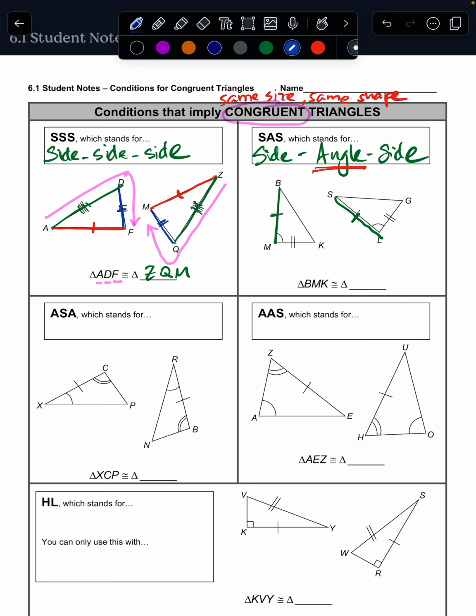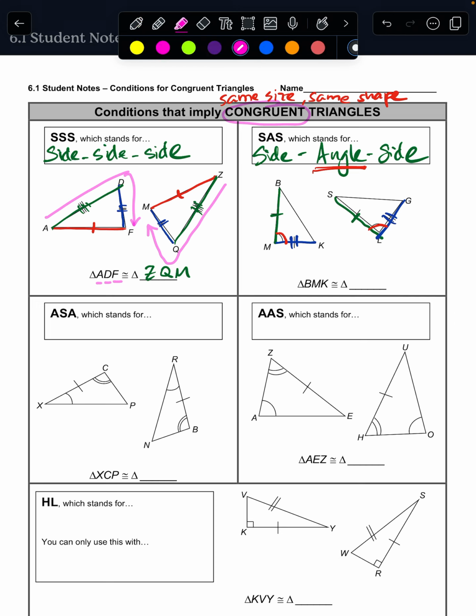And I'm going to go to the other side right here, MK, these have 2 hash marks. And I go to LG, they also have 2 hash marks. So these 2 sides are congruent. And then I go over here, well, actually, I have an angle right in the middle of these 2 sides. So angle M must be congruent to angle L. So the side angle side rule applies here. And so these 2 triangles must be congruent.